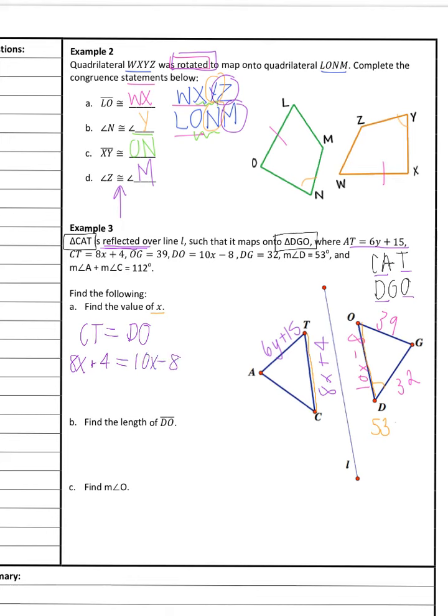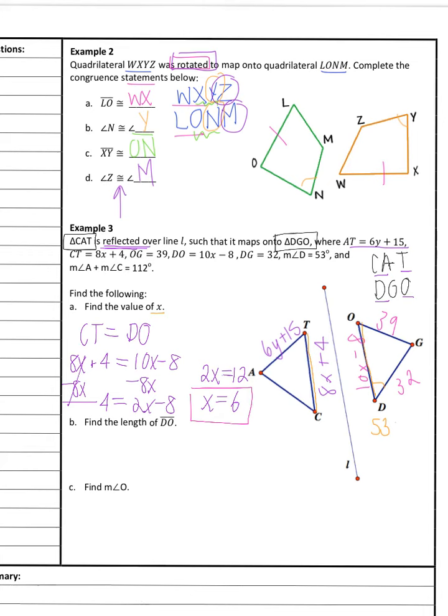And now it's variables on both sides, so let's move our 8x over. I always subtract the smaller of the two first, or move, I should say, the smaller of the two. So I'm going to have 4 equals 2x minus 8. I'm going to have to add 8 to both sides, so I'll get 2x equals 12. So if you're working alongside me, we should end up with x equals 6.